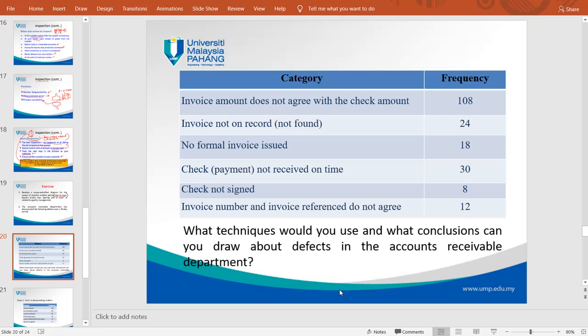So what technique would you use, and what conclusion can be drawn about the defects in the account receivable? The technique is using a Pareto chart. The conclusion is to focus on the first problem, second problem and third problem.